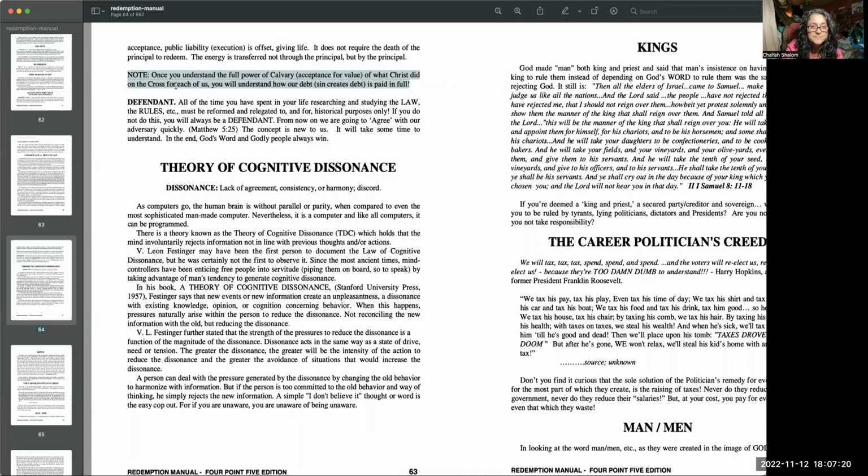So I'm going to move on. Defendant. All of the time you have spent in your life researching and studying the law, the rules, etc., must be reformed and relegated to and for historical purposes only. If you do not do this, you will always be a defendant.